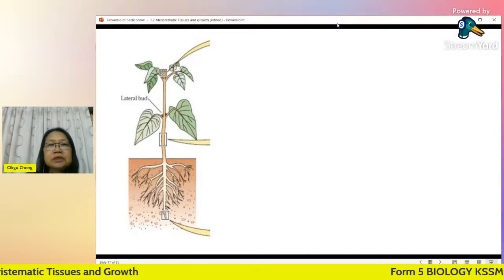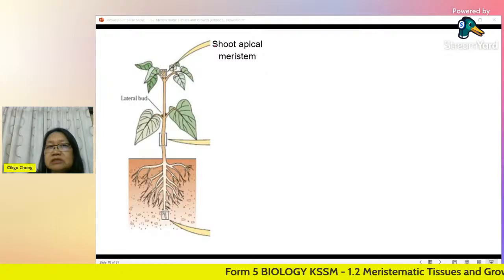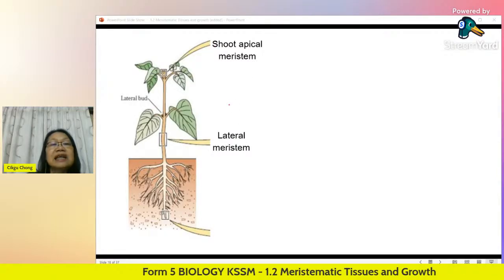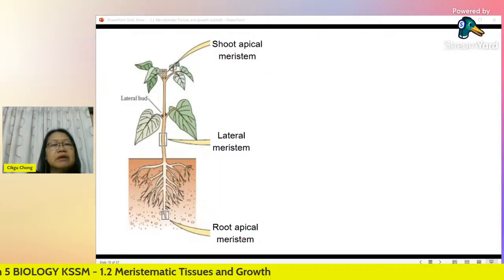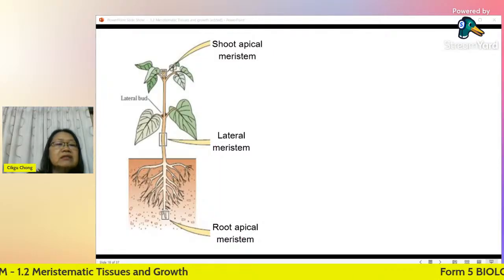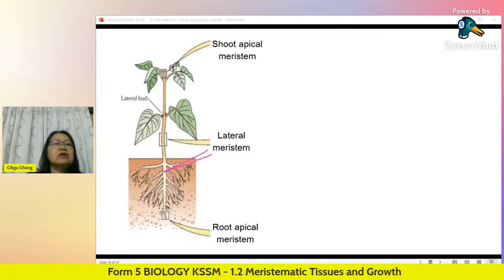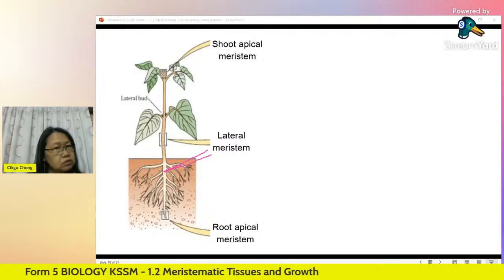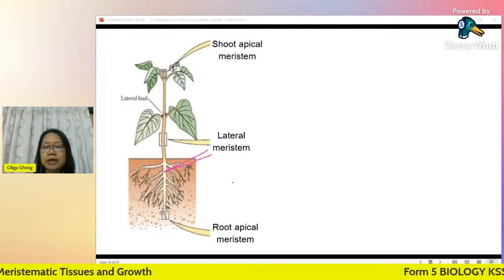So here, if you were to label, remember all your apical meristem. This is the shoot apical meristem. This is the lateral meristem. This is the root apical meristem. Don't be mistaken. Here also you have lateral meristem, it's just that it's not labeled. So in the root you also have lateral meristem, because there is the cambium. All right, there's also cambium there.